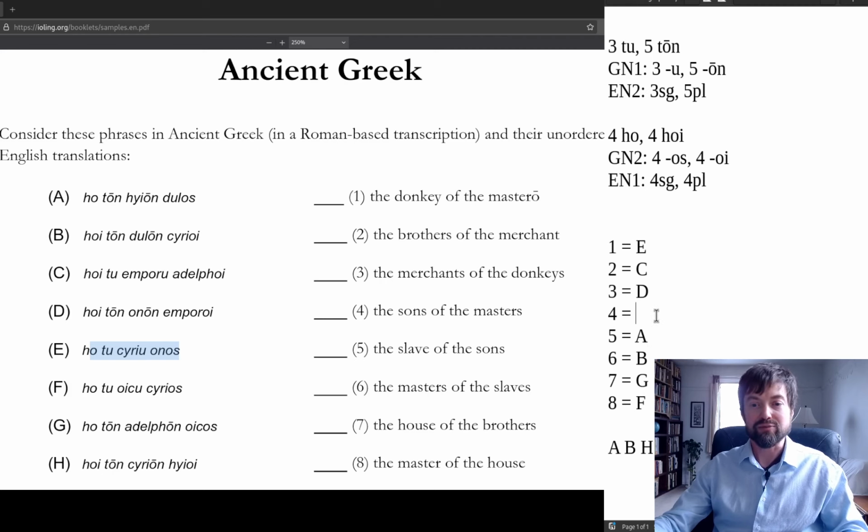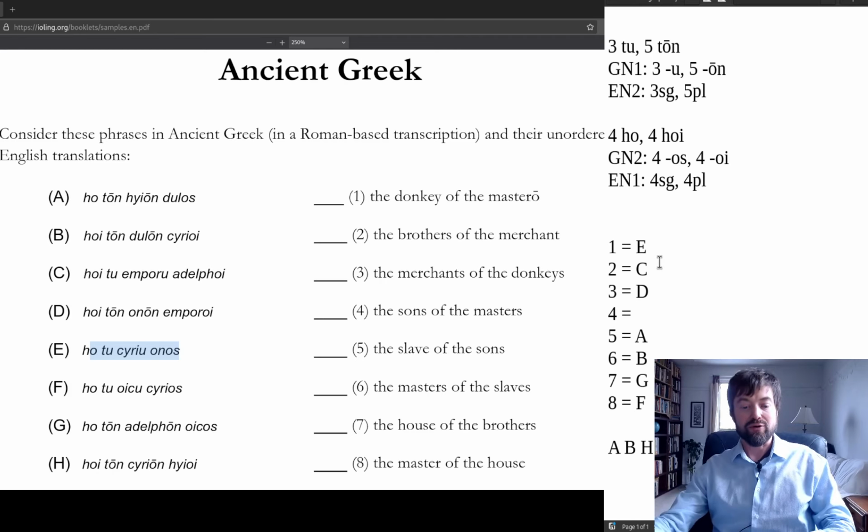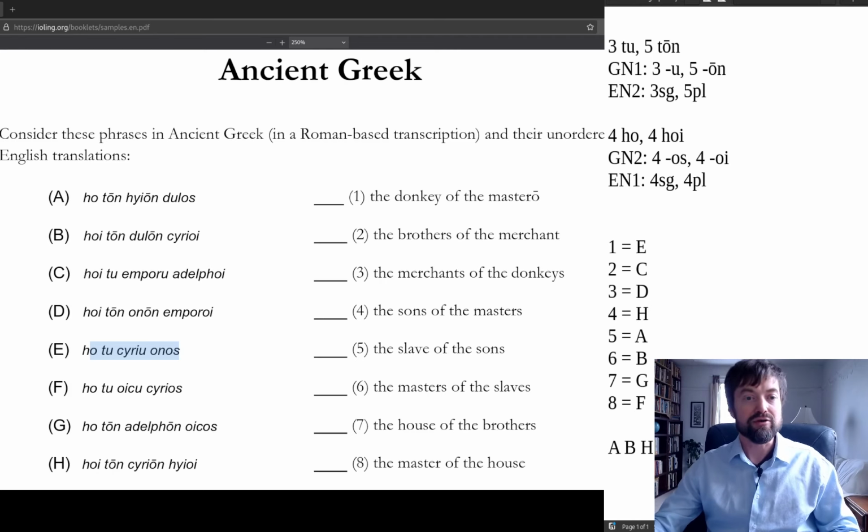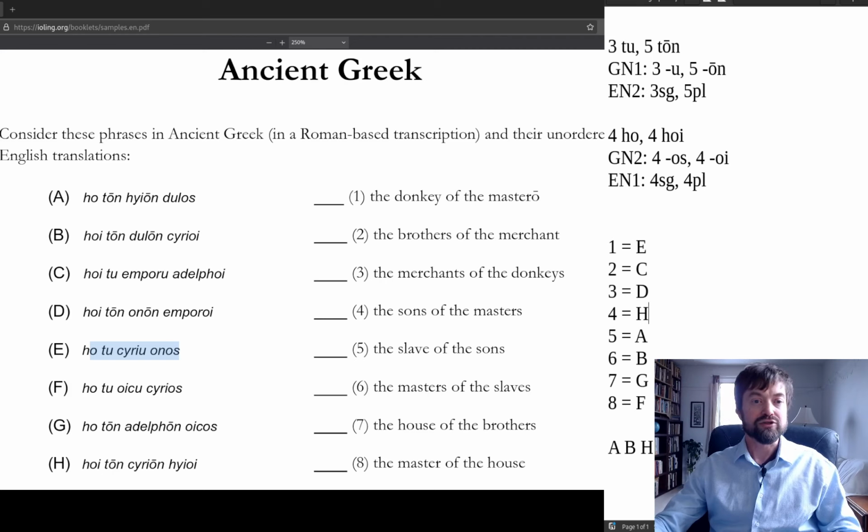We can immediately conclude that 4 has to be H, but in order to confirm, we can see we now have hios for son. The other one, that's sons, and then hioi would also be sons. On the other side, first word sons, there it is, sons of the master, kurion, hioi. And so there it is, all 8 phrases have been deciphered.